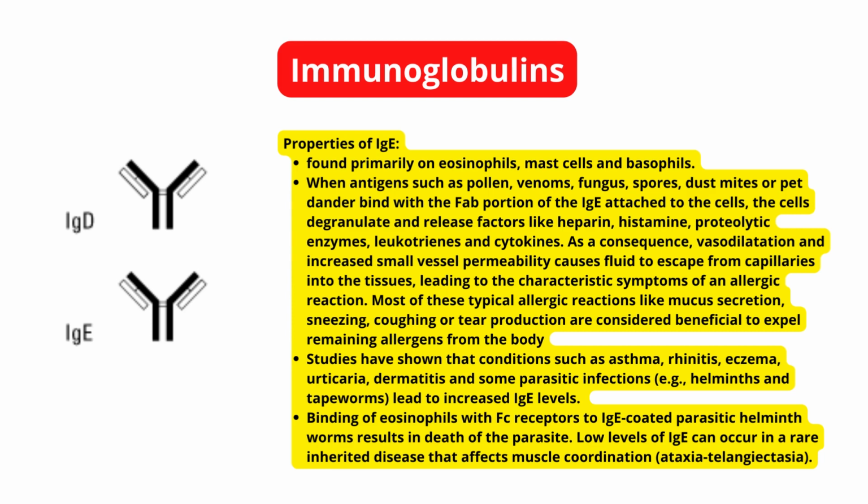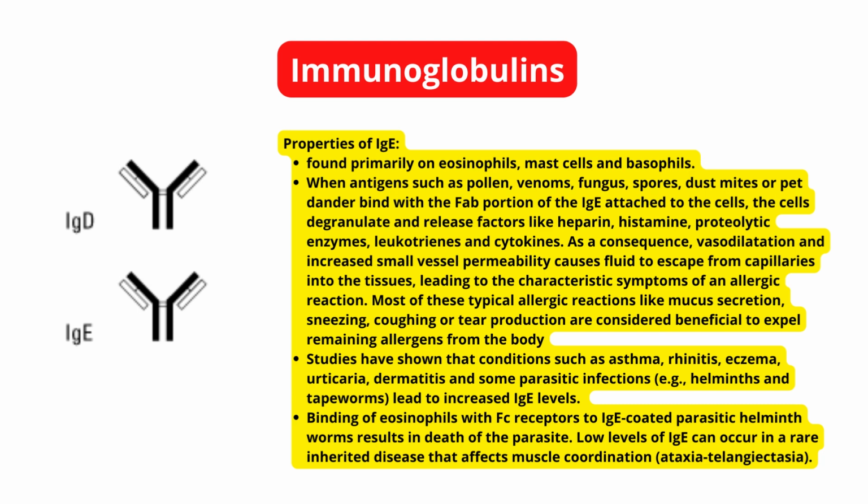IgE is found primarily on eosinophils, mast cells and basophils. When antigens such as pollen, venoms, fungus spores, dust mites or pet dander bind with the Fab portion of the IgE attached to the cells, the cells degranulate and release factors like heparin, histamine, proteolytic enzymes, leukotrienes and cytokines. As a consequence, vasodilatation and increased small vessel permeability causes fluid to escape from capillaries into the tissues, leading to the characteristic symptoms of an allergic reaction.